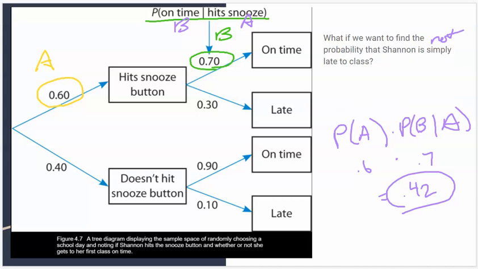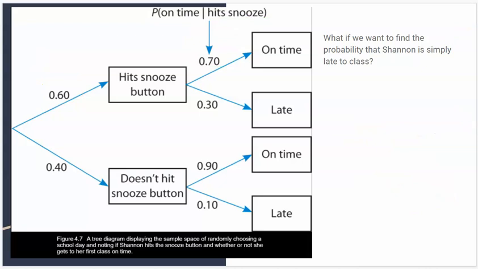Okay, but then how about this? What if you want to find the probability that they are simply late to class? So we don't really care about whether they hit the snooze button or not, but we do care about if Shannon was late in general. Now, this is really nice about the tree diagrams, is that it lists every possible outcome for every possible previous outcome. So here's our level 1 outcome. Here's our level 2. So remember, these are conditional. But right now, we're finding out if they're late to class. That's our event. So let's just take a look at the events in the branches that qualify for our late to class bit. That would be this one right here and this one right here.